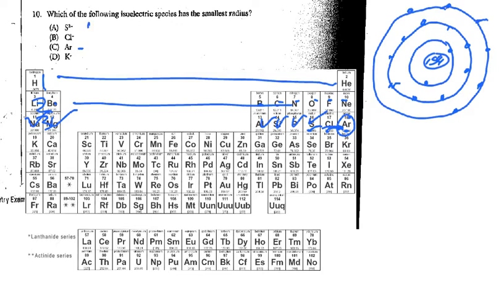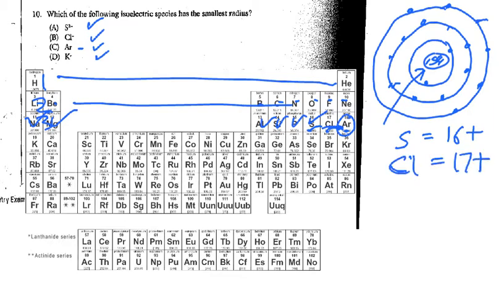And realize that every single one of these species is going to have the exact same electron structure. The only difference between them, of course, is what's in the nucleus. Sulfur is going to have 16 protons in the nucleus. For chlorine, it's going to have 17. I'm just looking at the atomic numbers. And argon is going to have 18, and potassium plus 1 is going to have 19.